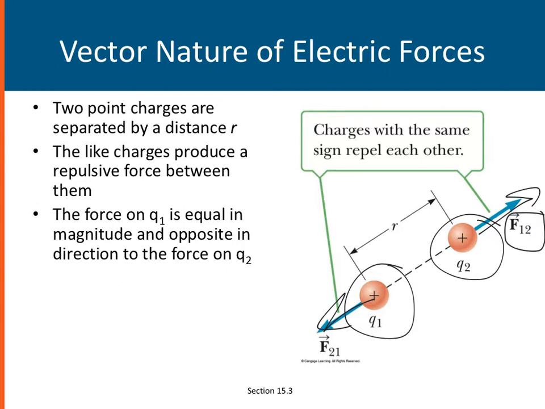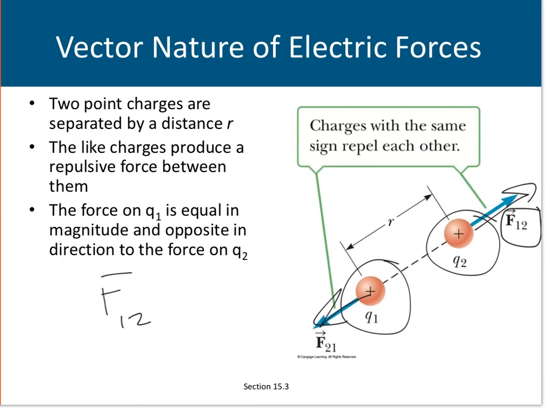If you look at this notation, it's F12 for charge 2. This means the force on object 2 from object 1. That's how you notate this: the force from object 1 on object 2. And then you can see it's the exact opposite for charge 1. They're going to be equal in magnitude, but in opposite directions. So basically F12 equals negative F21. And then you can see the distance between them is R.